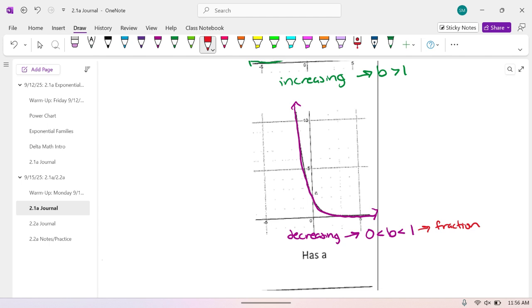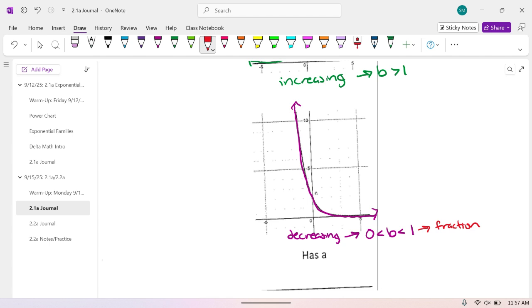Three halves raised to the x power. Would that be increasing or decreasing? Increasing. Why is it increasing and not decreasing? Right. This is a fraction, but since the numerator is bigger than the denominator, it's greater than 1.